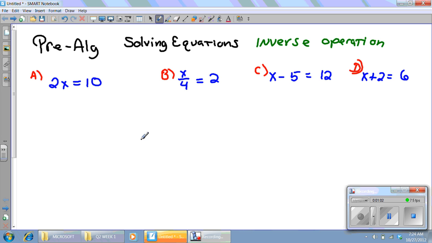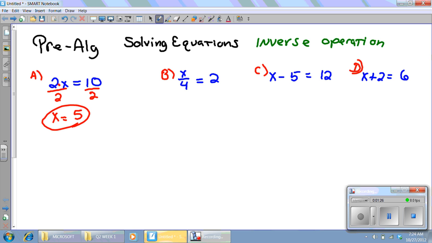Okay, so in problem A, I see that I have a 2 next to an x. I know that's multiplication, right? And so to undo multiplication, I'm going to divide. And notice I didn't use a division symbol. I'm going to strongly encourage you to not use a division symbol, to use a fraction bar. It's a technique that I use, and it is very successful. 10 divided by 2 is 5. And there you go. Hopefully you got that one right.